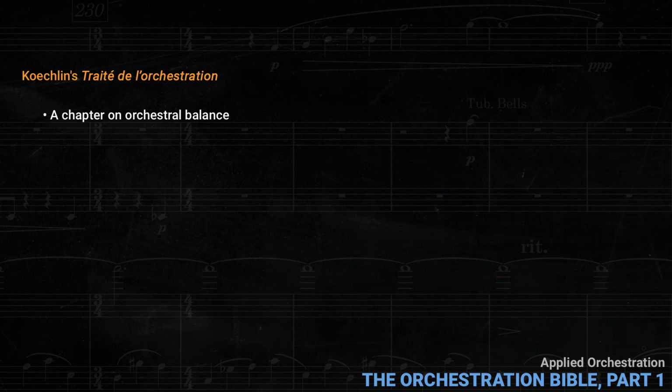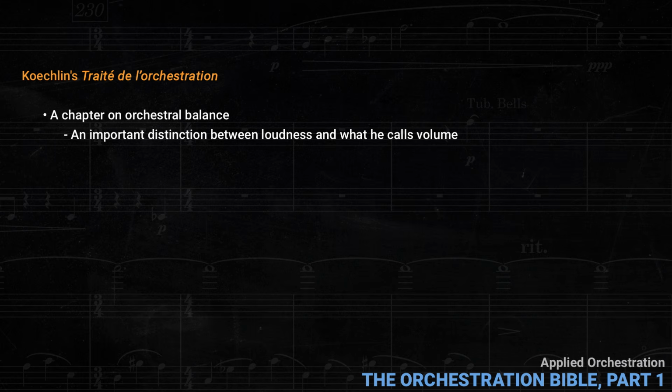After this, there's a chapter on orchestral balance, more than 100 pages long. Koechlin begins with an important distinction, something I've never seen elsewhere, between loudness and what he calls volume. In English, we translate the latter as the thickness of the sound. For example, if a horn and a violin each played middle C quietly, the horn would just sound fatter than the violin, not louder. In orchestration, this is very important because it's so clearly audible.